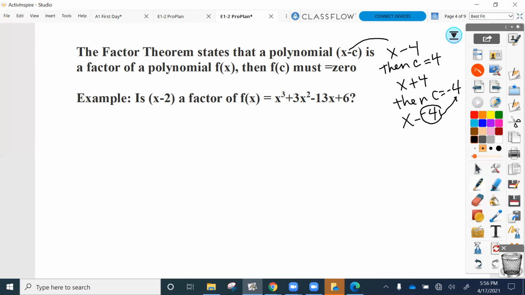if you had a binomial that they're referring to in the problem. Okay, so the question is: is x minus 2 a factor of this function f of x? Well, there's something we can do here, and that is first identify your c. Your c value is going to be 2. So then you're just going to find f of 2, which just means put 2 everywhere you see x.